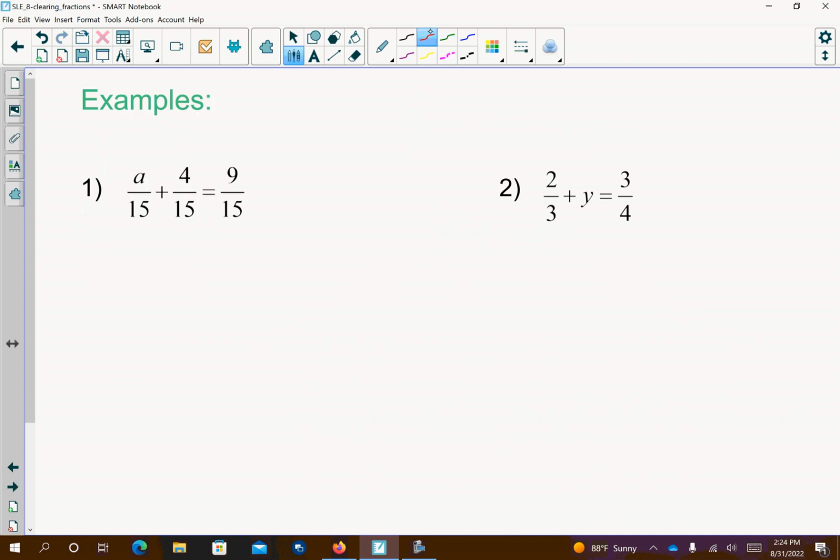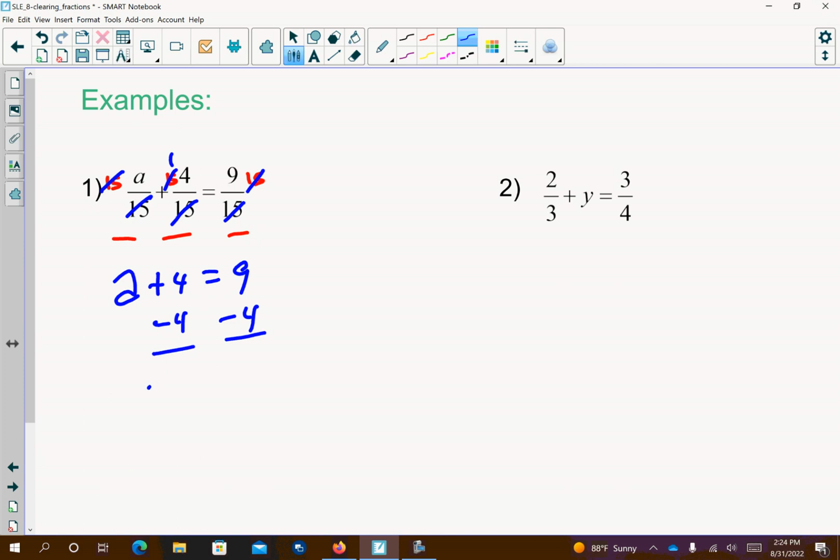The very first thing I want to do is multiply. I have 3 terms: first, second, and third. So I'm going to multiply this by 15, this by 15, and this by 15. Because all my denominators are 15, those cancel out, so it leaves me a. That 15 cancels out, that's a 1. 1 times 4 is 4. Equals, 15 cancels out, so I get 9. Now I can go ahead and solve it. Subtract 4 and subtract 4. So you find that a equals 5. And I took a complex looking problem and made it a lot easier.